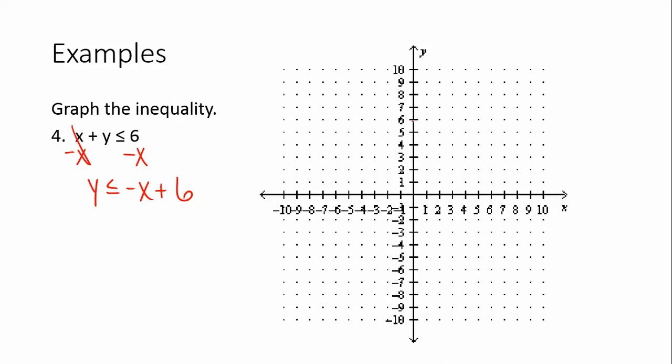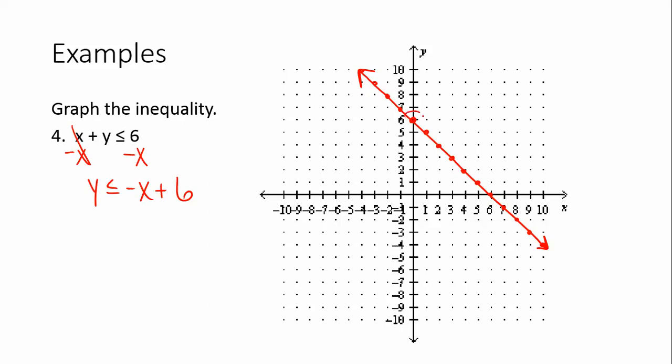So we would graph up at positive 6. My slope is negative 1, or negative 1 over 1, so I'm going down 1 over 1 in the negative direction. Same thing, up 1 over 1 in the positive direction, so that my line is still negative. And it's going to be a solid line because it's less than or equal to.